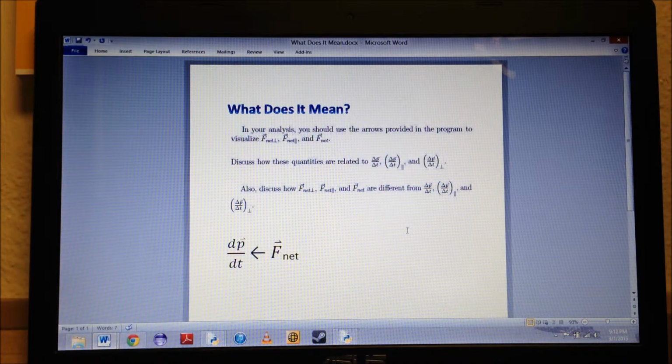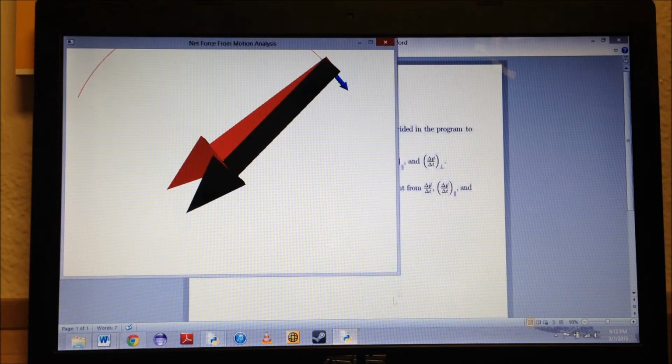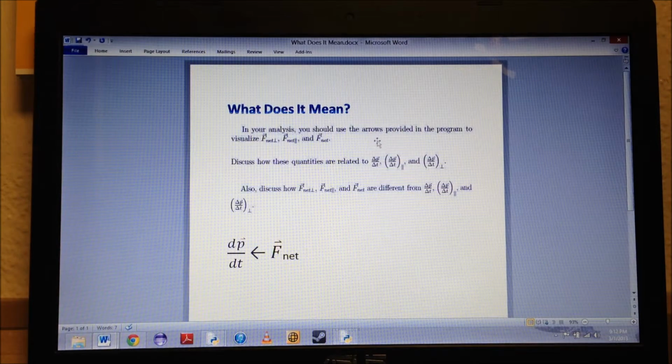Okay, so what does it mean? Well, if we go back into our Python program and look at it, we can see these arrows representing the magnitudes of the forces. The blue arrow represents the parallel force, red arrow represents the perpendicular force, and the black arrow represents the net force. So how exactly do these quantities relate to dp/dt, dp/dt parallel, and dp/dt perpendicular? Well, these vectors are equal to each other, but they're not exactly the same thing. If you know the net force, then you know how much the momentum will change, and you can update the momentum. So it's better to say that the momentum change is caused by the net force.